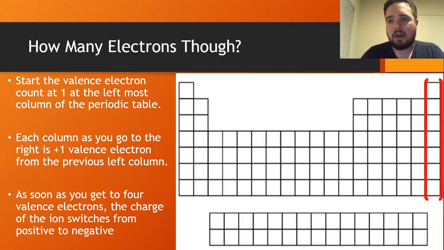And then lastly, you get to the noble gases. They already have a valence shell of 8 electrons, therefore their charge is 0. They don't have to form ions. They don't want to form ions.